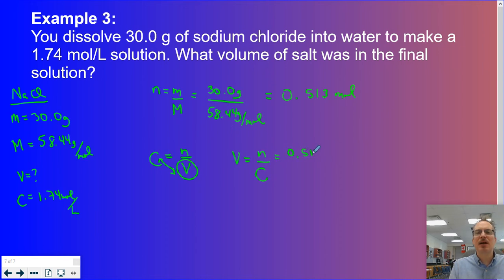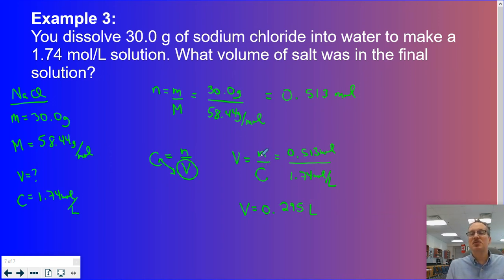Take 0.513 moles on top, divide by a concentration of 1.74 moles per liter on the bottom, and we're going to put this back into our calculator. Again, I have the full number on my calculator, so I'm just going to hit divide by 1.74, and the answer is going to pop up. We still have 3 sig digs, so my answer is going to be 0.295. Moles cancel. This is going to be in liters. Again, if you want to convert it to milliliters, you're welcome to. However, I would think that this answer is just fine in liters.